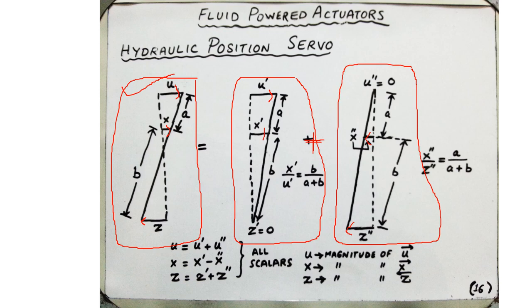And some of these vectors, as you can see, are zero, such as U double prime, as well as Z prime. And the others are pointing in the opposite direction, so X prime and X double prime. So when they're added up, we're going to subtract because they're pointing in the opposite direction, so their magnitudes are going to be subtracted. And the equivalence says that U is just U prime plus U double prime, and Z is Z prime plus Z double prime. And these U, X, and Z are the magnitudes of these vectors.